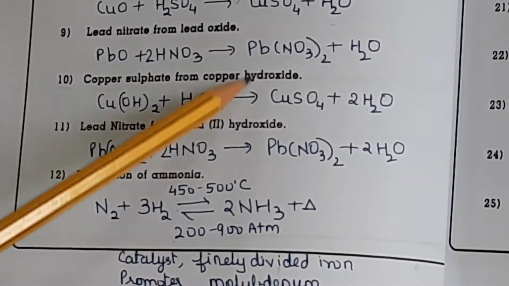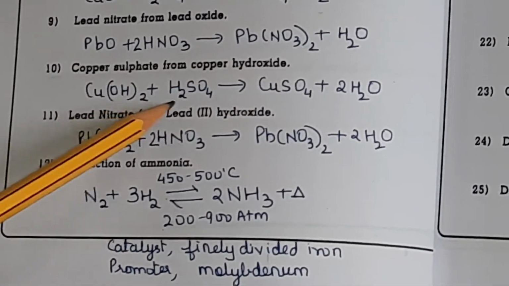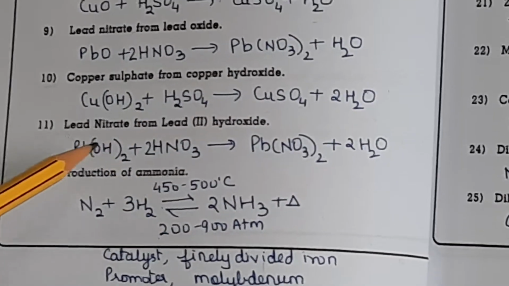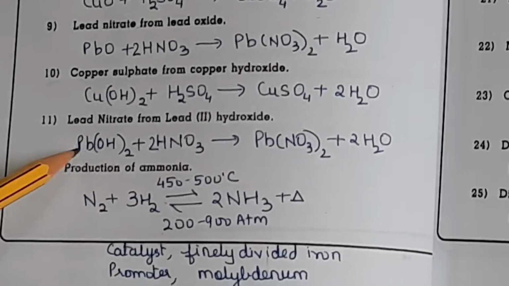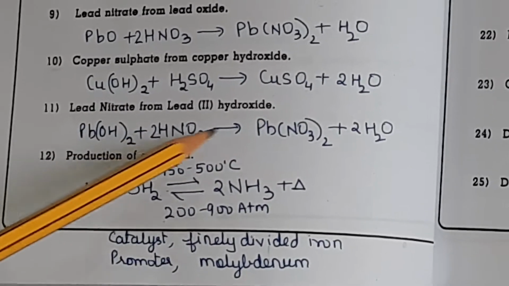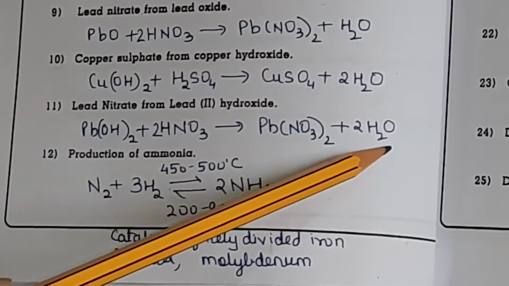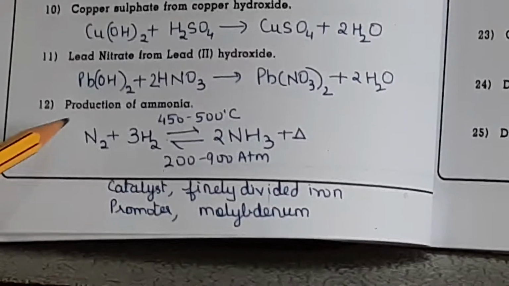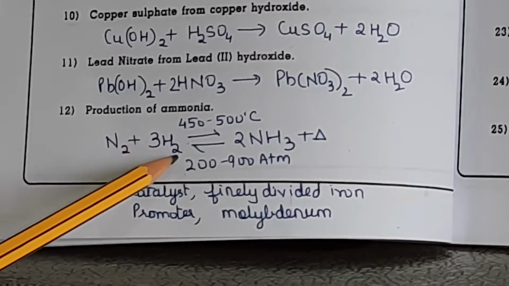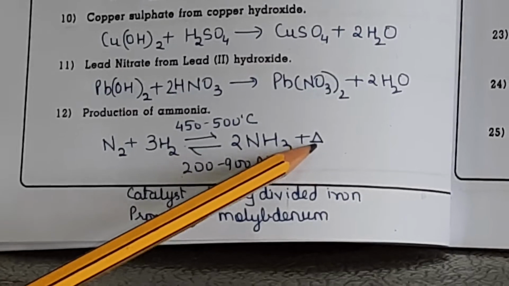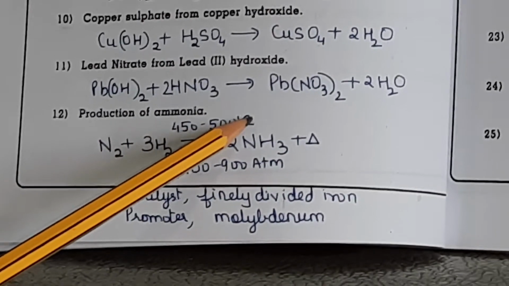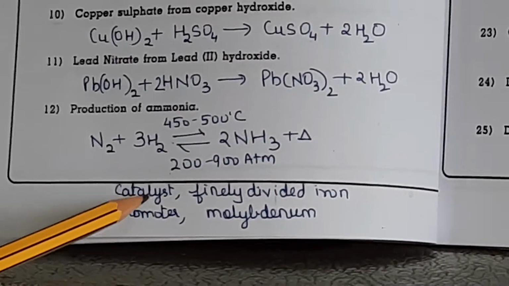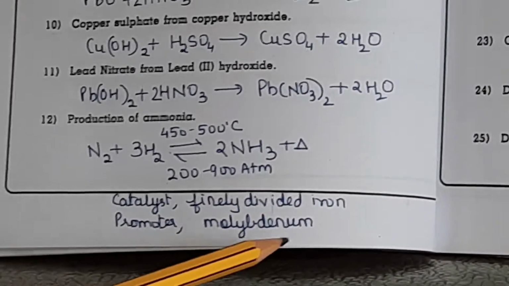Copper sulfate from copper hydroxide, so copper hydroxide plus sulfuric acid, copper sulfate plus 2H2O. Lead nitrate from lead hydroxide, Pb(OH)2 plus 2HNO3 will give Pb(NO3)2 plus 2H2O. Production of ammonia, give 5 stars to this, very important. This is the Haber's process. N2 plus 3H2 reversible giving 2NH3 plus heat. 450 to 500 degrees Celsius is the temperature. 200 to 900 atmosphere pressure. Catalyst finely divided iron and promoter molybdenum.